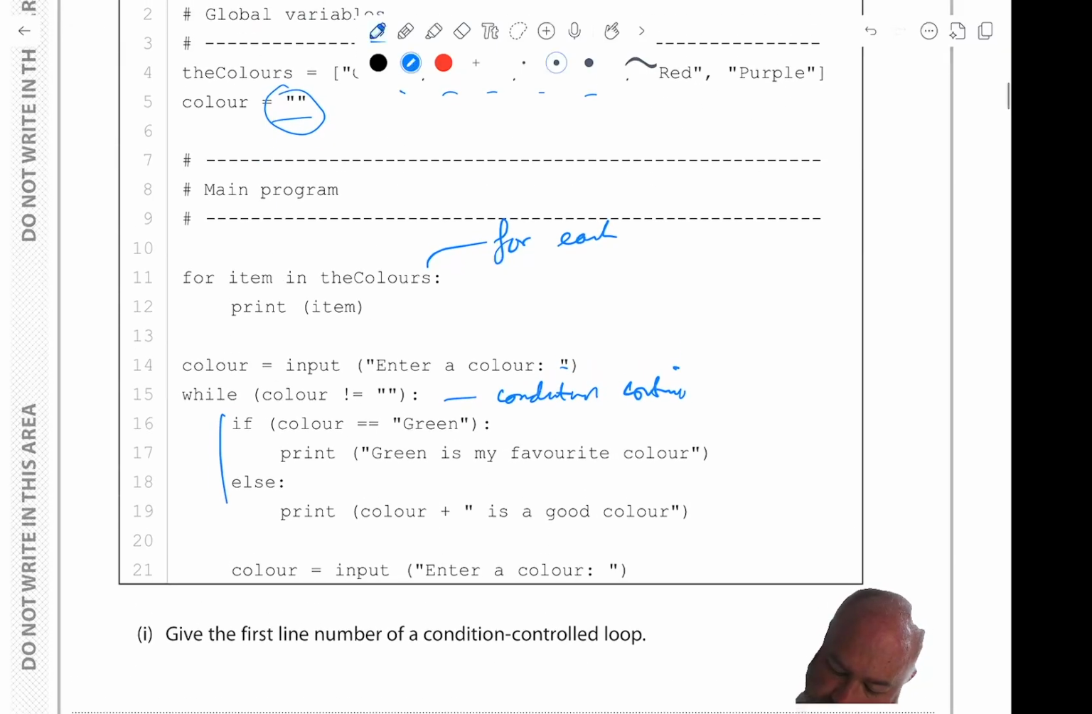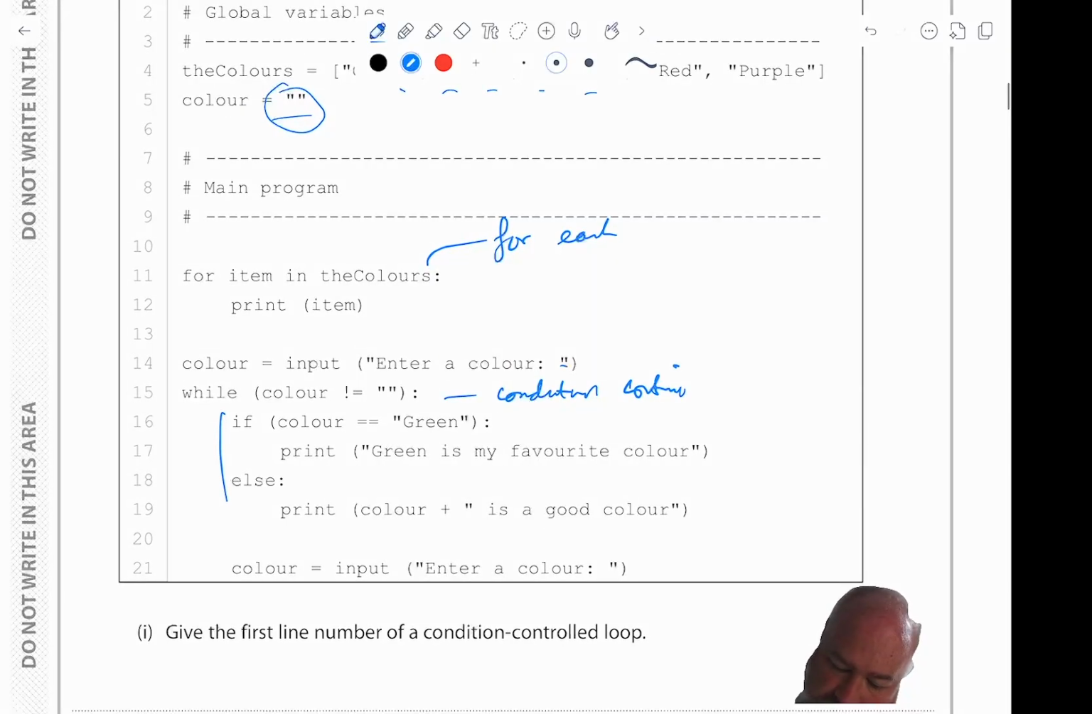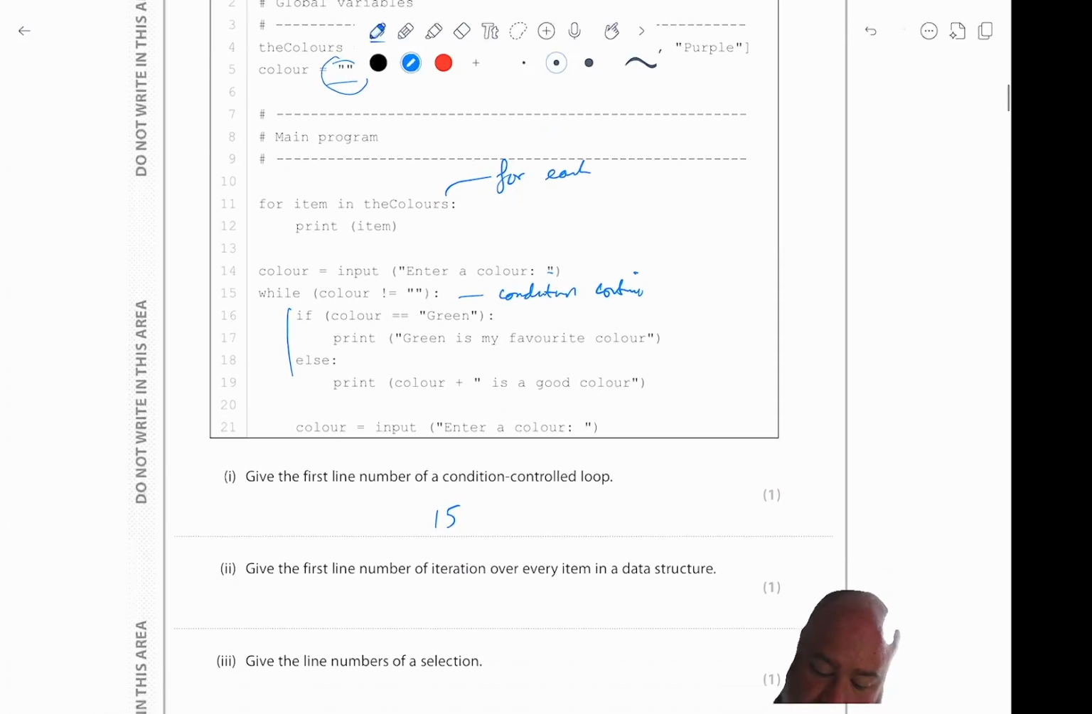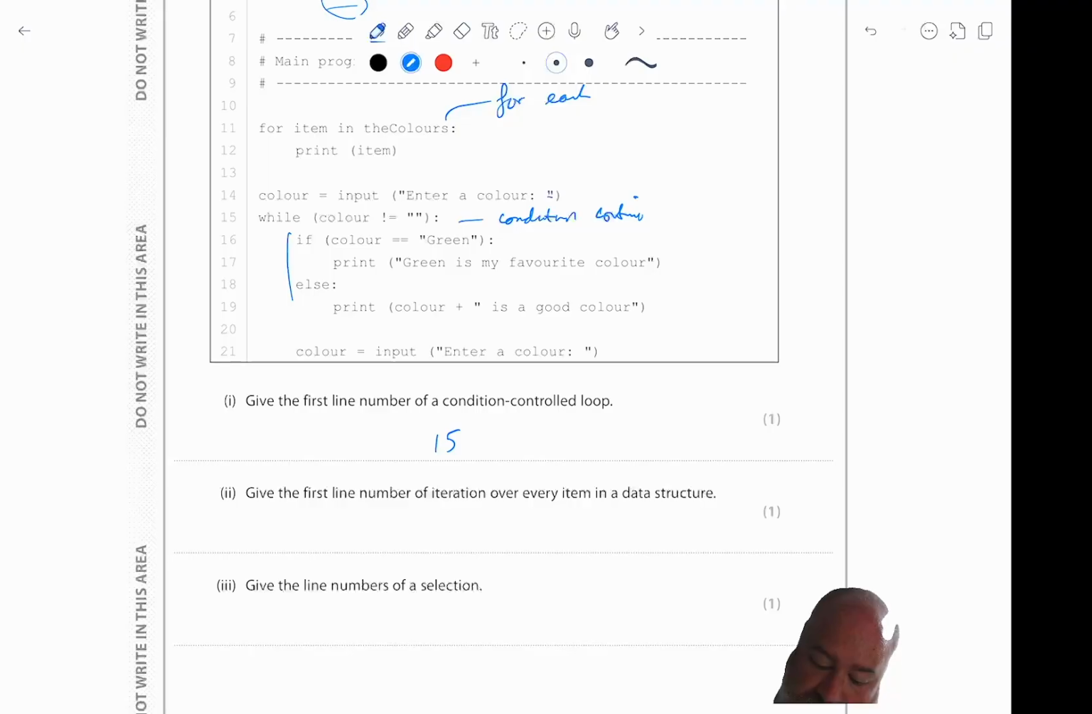Give the first line number of a condition controlled loop. Well, I literally answered that just now. So you've got to know your terminology, okay, your tier 3 vocabulary. If you don't, then you're going to trip yourself up here. They're banking on you forgetting what the difference is between a for loop and a while loop. Give the first line number of an iteration. Anytime you hear iteration, it's going to be a for loop. So line 11 is that for loop.